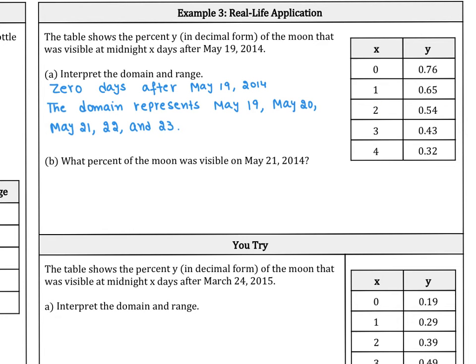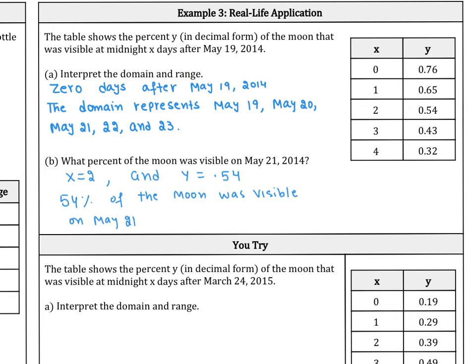So when the x value is 2, you're going to find out what the y value is, and the y value is equal to 0.54. So it means that 54% of the moon was visible on May 21st. Now I'm going to discuss what the range represents.